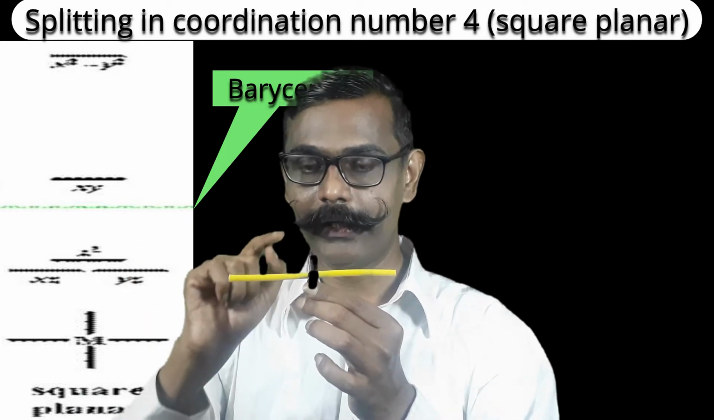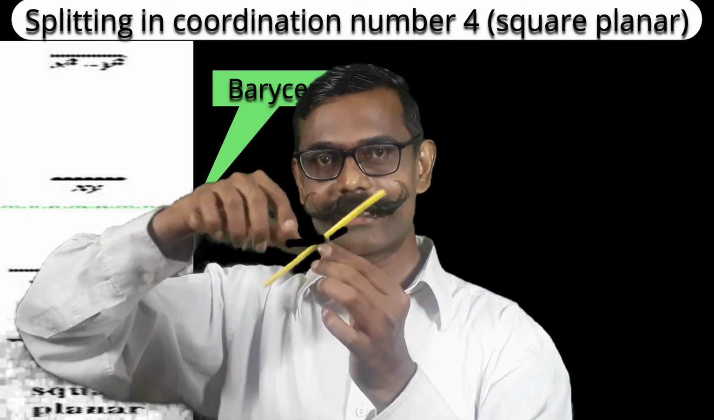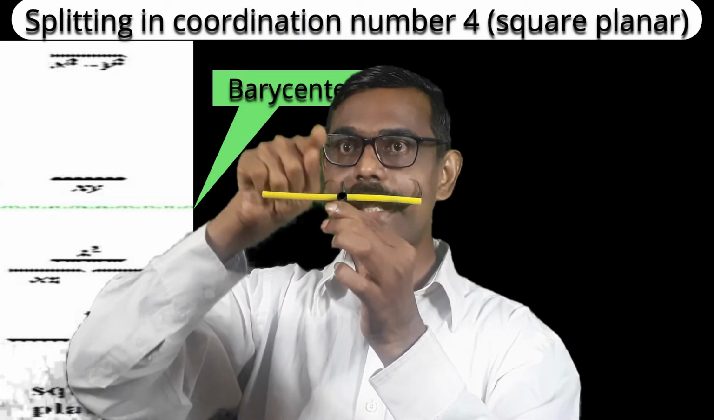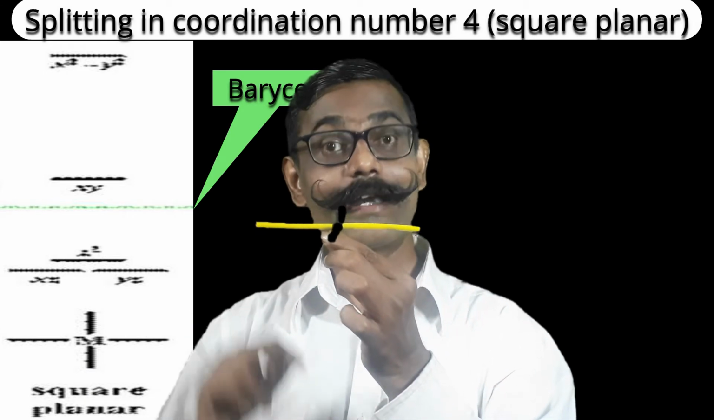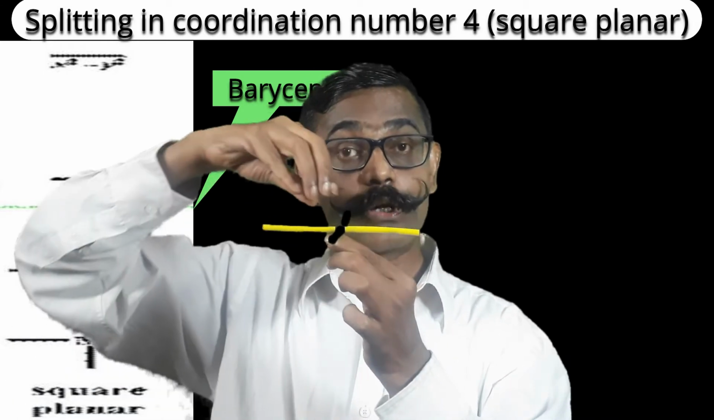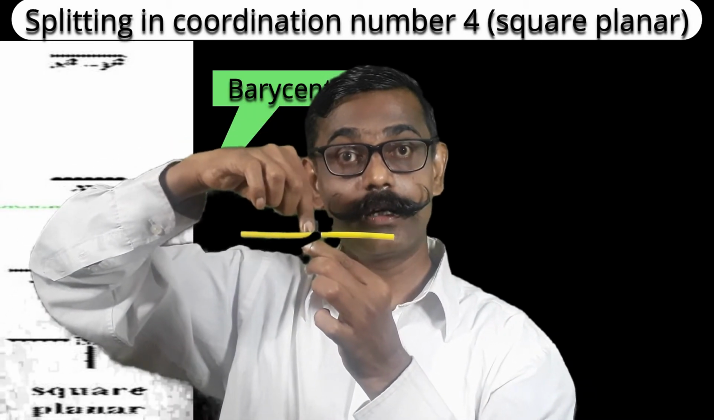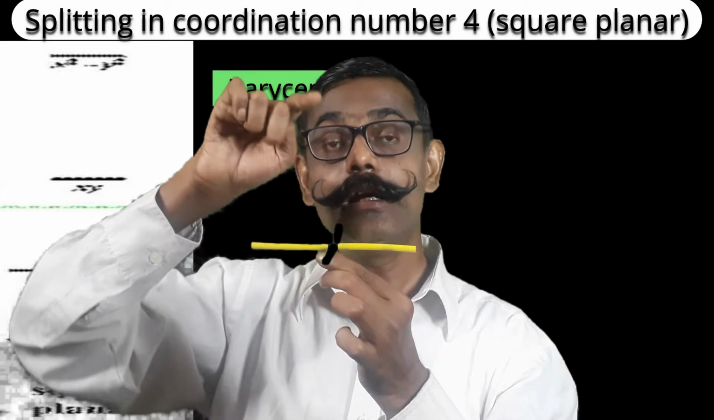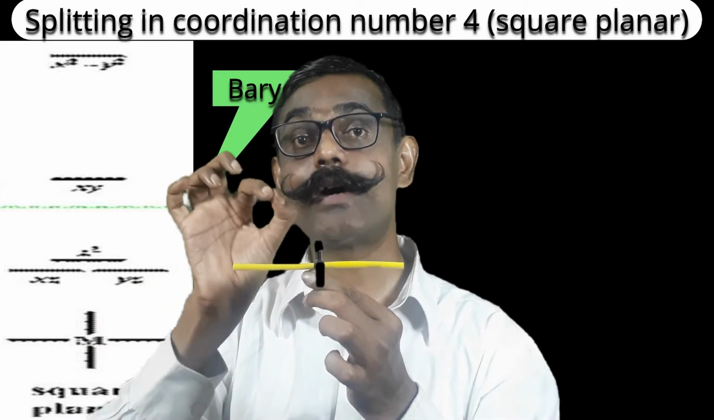Let us compare. If I consider the dxz orbital, it is between the x-axis and z-axis. Between x and z, it makes a 45-degree angle to the ligands. So direct interaction is not there. Because of the donut shape, dz square orbitals experience more repulsion than dxz and dyz.